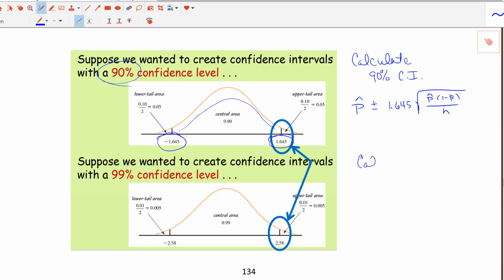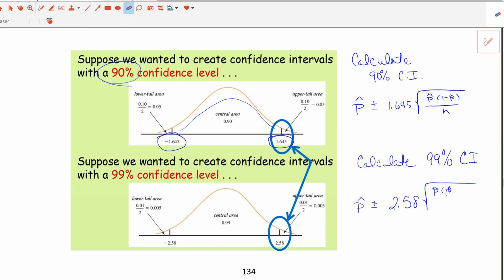If we wanted to calculate a 99% confidence interval, exactly the same thing would happen. We'd take the calculated sample probability or sample proportion. We would subtract, in this case, 2.58 times the square root of p hat times 1 minus p hat all over n, and get our interval that way.